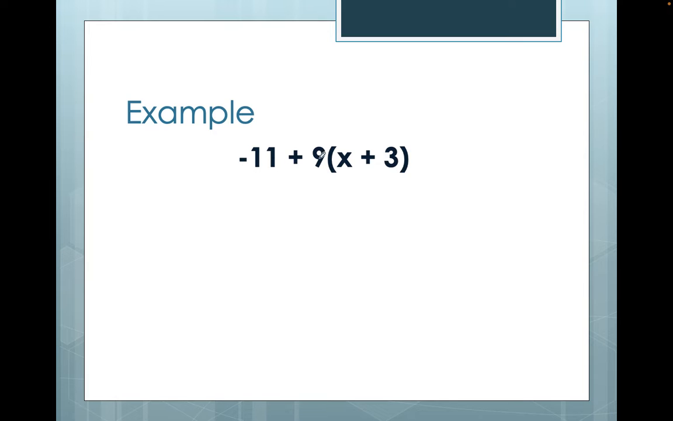Negative 11 plus 9 times the quantity of x plus 3. We would start this problem by distributing the 9 to the x and to the 3. If I do that first, I'm going to rewrite the problem as negative 11 plus 9x plus 27. Now that I have all of my parentheses gone, I can look for like terms. So my like terms here are negative 11 and a plus 27.